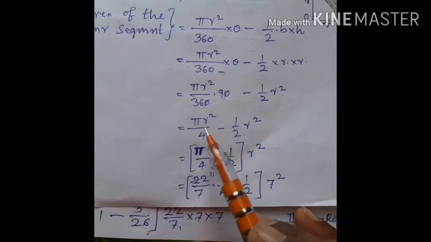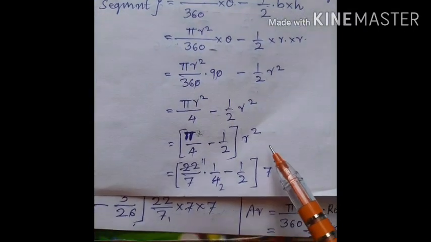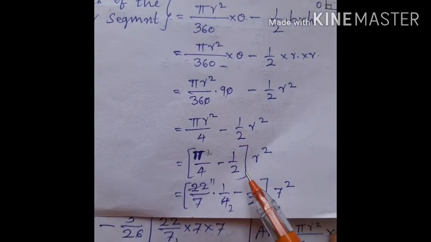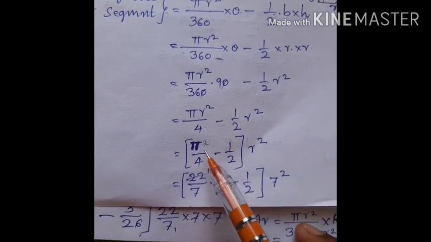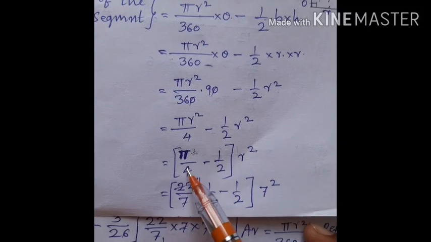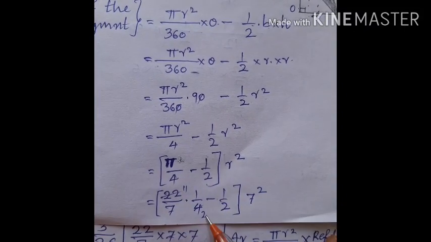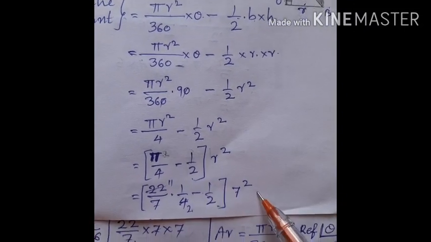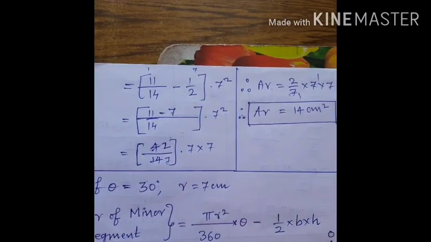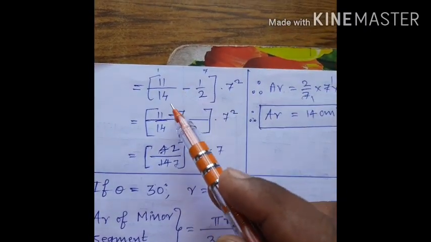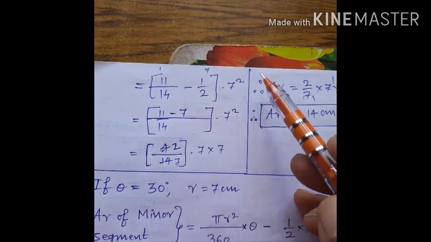Here children, r square is common, therefore I take r square outside. Therefore pi by 4 minus 1 by 2 remains inside. Okay. Pi means 22 by 7 into this 4 becomes into 1 by 4 minus 1 by 2, 7 square, right? So it becomes 11 by 14 minus 1 by 2 into 7 square.